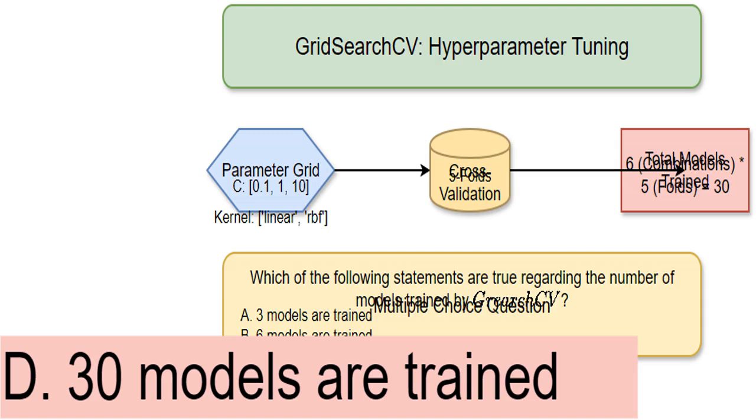This is the correct answer. To get this answer, I first calculated the total number of parameter combinations. 3 values of C multiplied by 2 values of kernel equals 6 combinations. Then, I multiplied that by the number of cross-validation folds, 5 folds, giving me 30. So, 30 models are trained in total. GridSearchCV trains and evaluates each parameter combination for every fold.